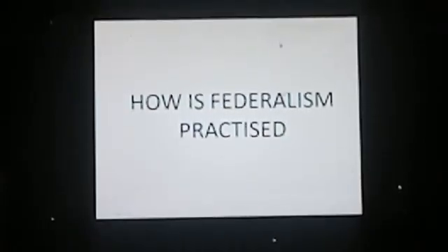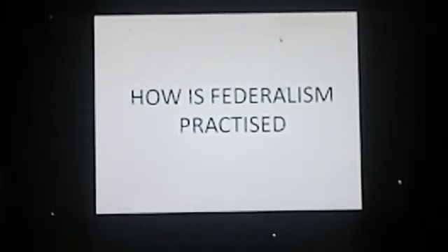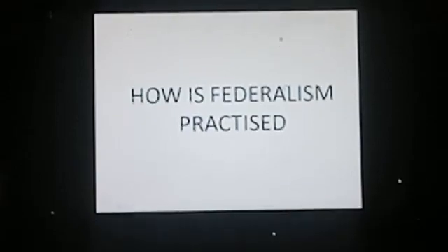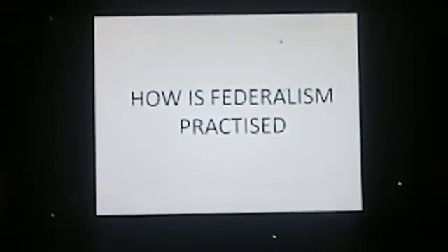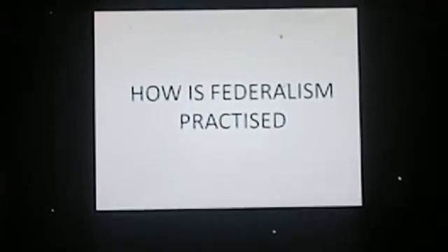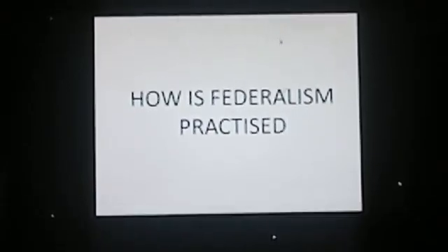Good morning, everybody. Today we continue with our second chapter, Federalism. Go to page number 19 in your textbook. How is federalism practiced?